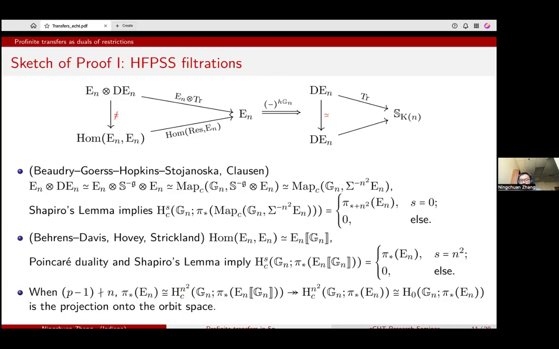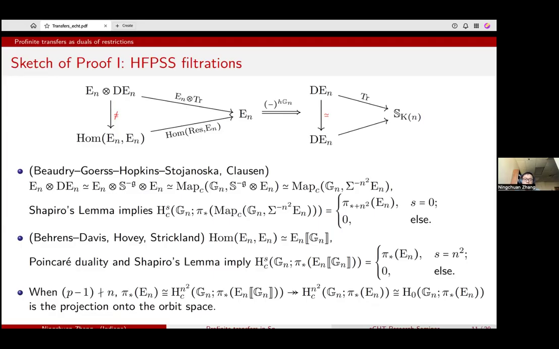And because of Poincare duality, this H upper n squared is isomorphic to H lower 0, which is the orbit space. And you can check the induced map. This composition is a projection onto the orbit space. So hence, in that case, the transfer map surjects onto the top filtration, the top homotopy fixed point filtration, of the homotopy groups of the canonical sphere.